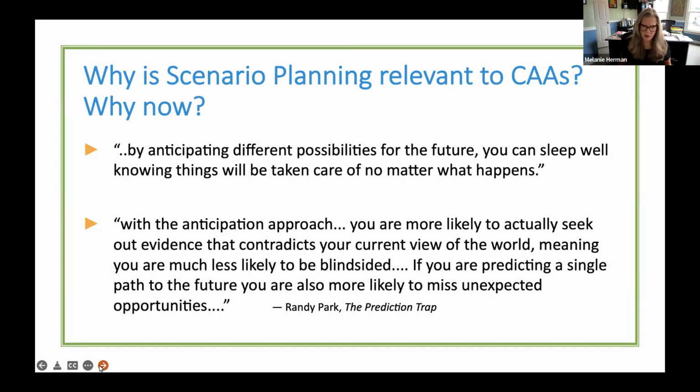So this is an older book. It dates back, I think, at least 15 years or so, but it's still one that I turn to from time to time because it offers such an interesting view of the dangers of trying to predict the future and the benefits of thinking about alternate futures.